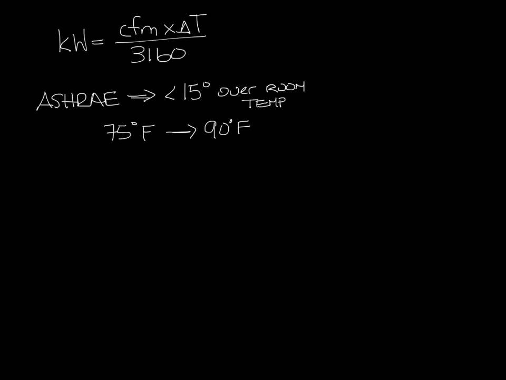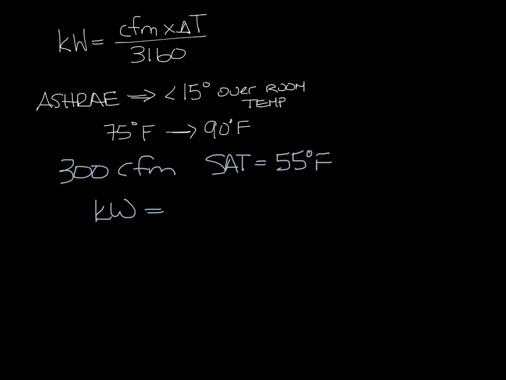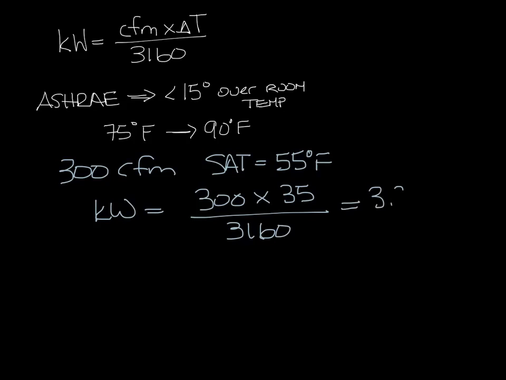Okay, so let's assume we have 300 CFM in heating in a single duct box and that the supply air temperature into the box is 55 degrees. So that would look like this. The kW equals 300 CFM times our 35 degree temp rise, which is 90 degree out of the box minus 55, divided by 3160. And that equals about 3.3 kW. Let's call that 3.5 kW. And that will give you 91 degree discharge temperature actually.